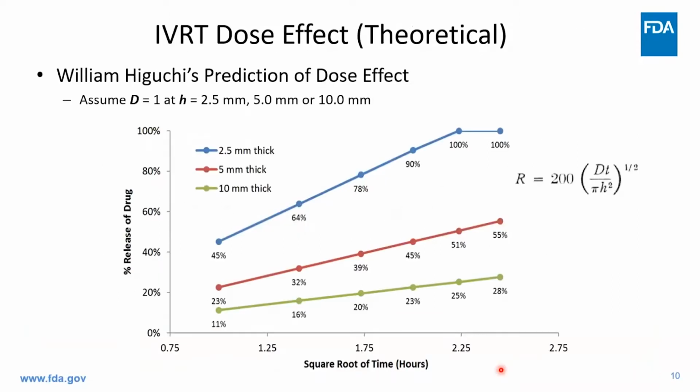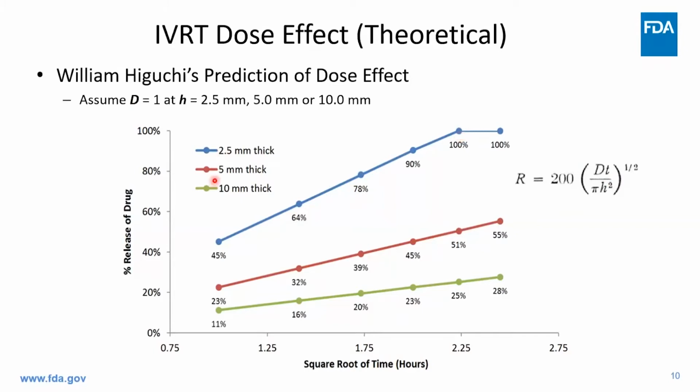kinetics. Now, in terms of that equation to which I referred, if you plug this in and assume that D is equal to 1, what you can see here is that at different heights or thicknesses of the dosage form, let's say a relatively thin, low amount of drug product dosed on the membrane, about 2.5 millimeters thick, over the course of the IVRT method you would be at 100% dose depletion by the time you got to 5 hours.